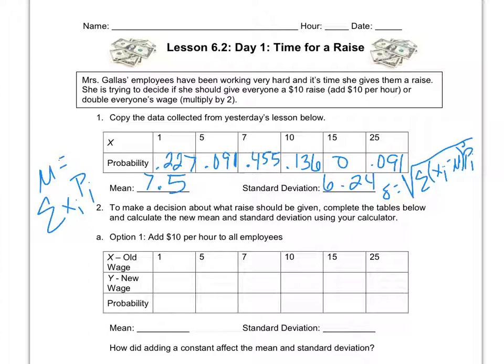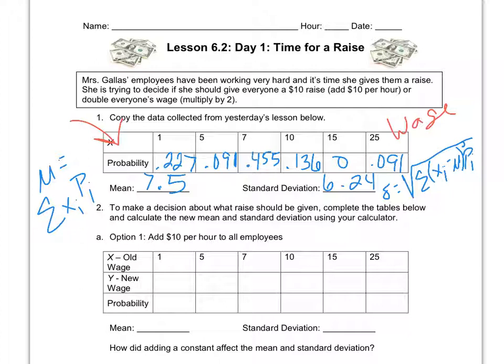So in this case, here's your data that's given to you already. It says copy the data from yesterday's lesson below. So here's some sample data given to you for the various probabilities. These x values represent potential wage values, and they were not evenly distributed and were randomly assigned. These would be the probabilities of getting a wage of $1, $5, $7, $10, $15, $25.